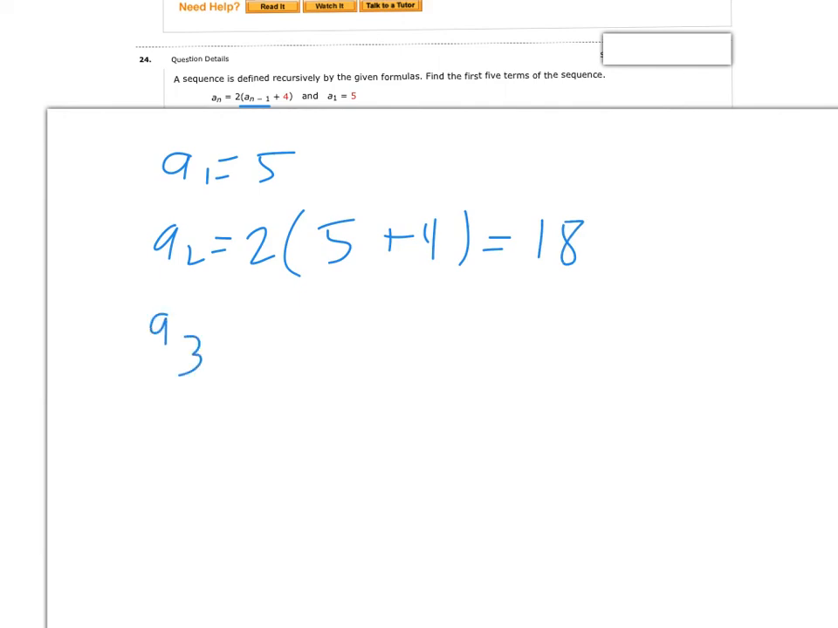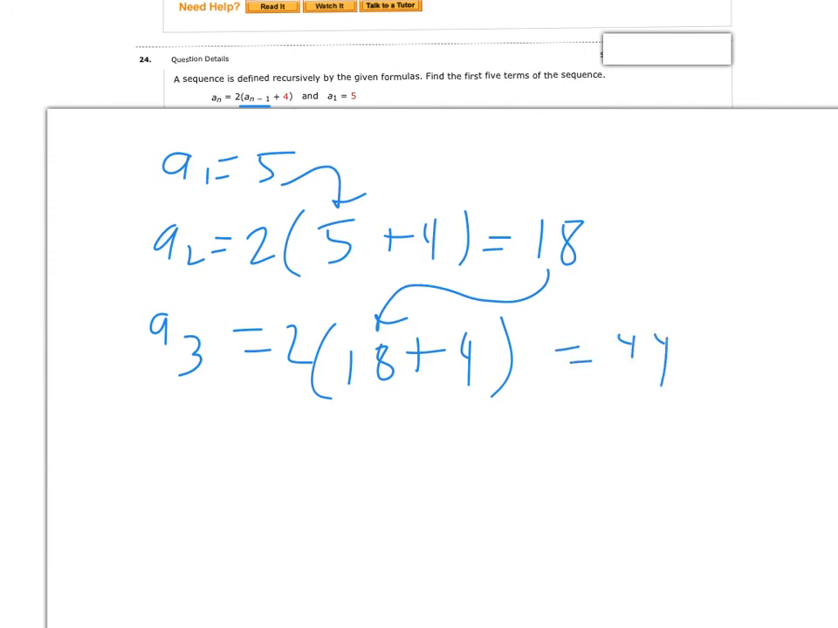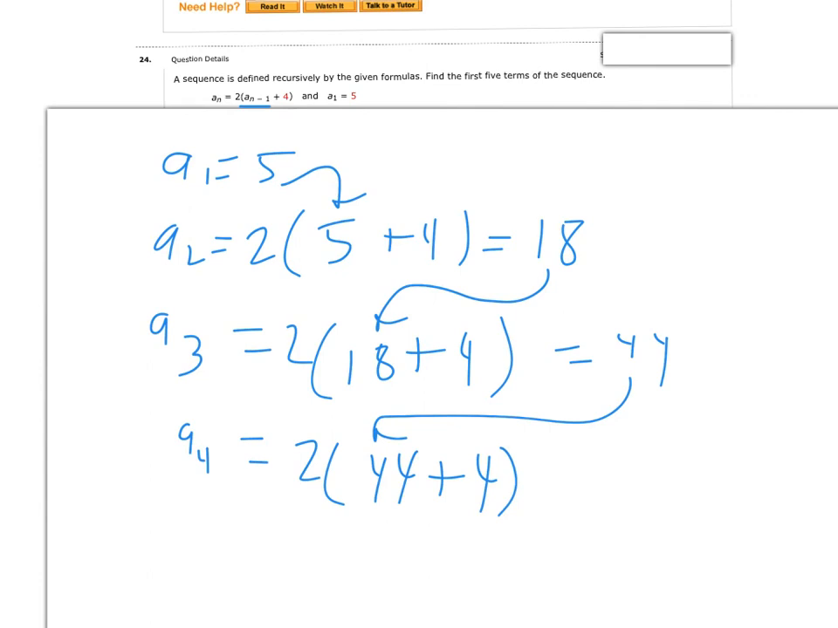Now, if I want a sub 3, and to kind of visualize this, I'll just draw this arrow there. So a sub 3 would be 2 times the previous term, which is now 18 plus 4. So whenever you see that a sub n minus 1, that's just saying plug in the previous term, and that's what you get. So this will be 22 times 2, so 44. So a sub 4 then would be 2 times the previous term, which is now 44 plus 4. So each term on a recursive is based on the previous term. So I'll let you guys keep going from there.